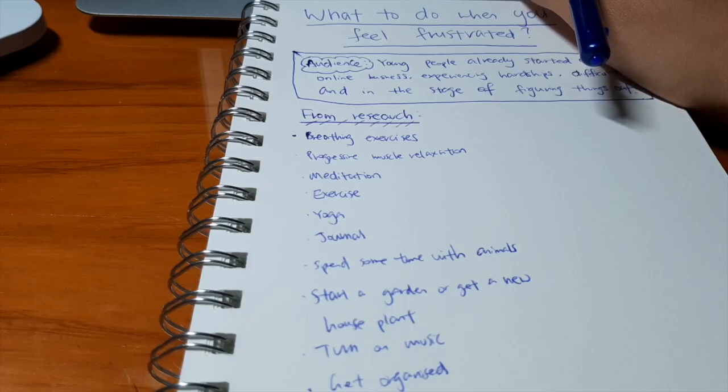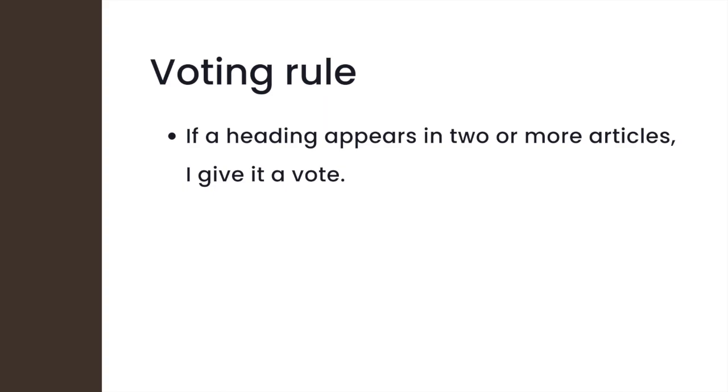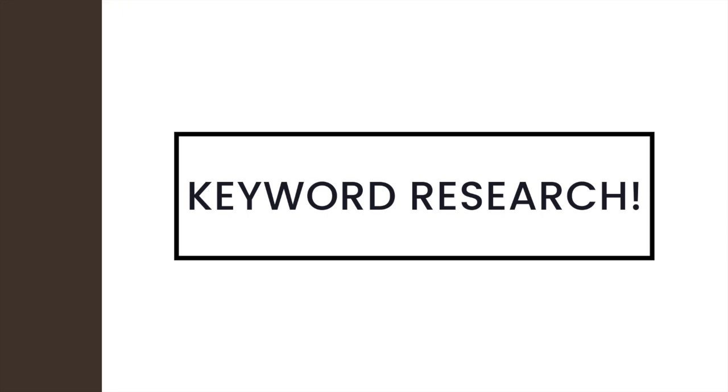And from the list of these headings, now it's time to vote. If I see a heading or a word appears in 2 or 3 articles, I give it a vote. After voting, it's time to move to the real keyword research.